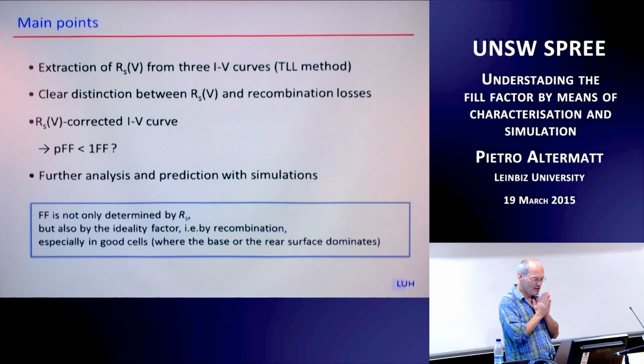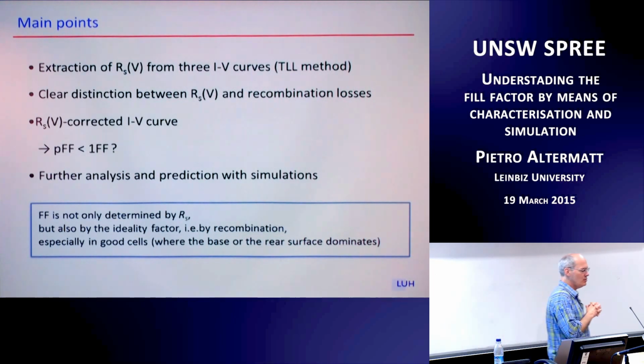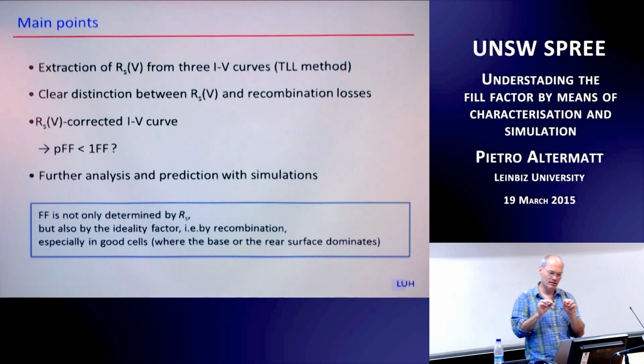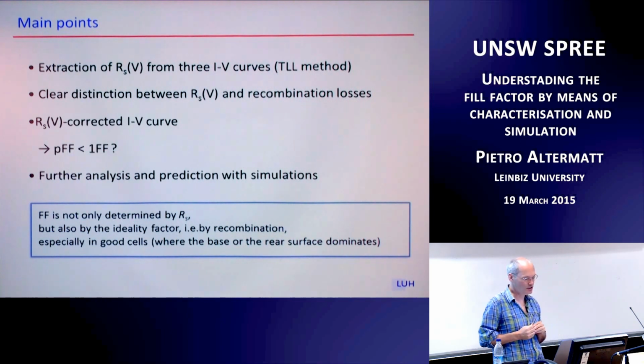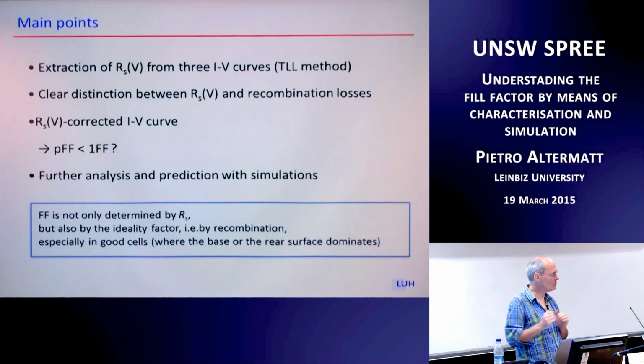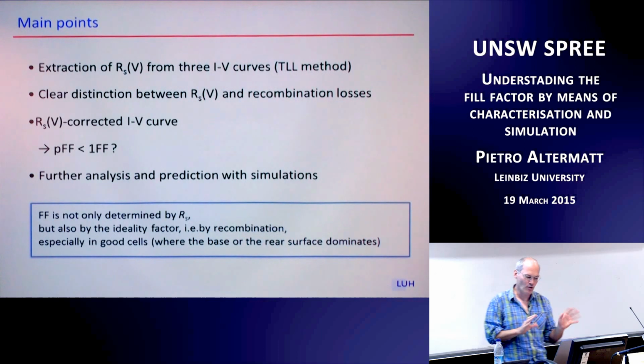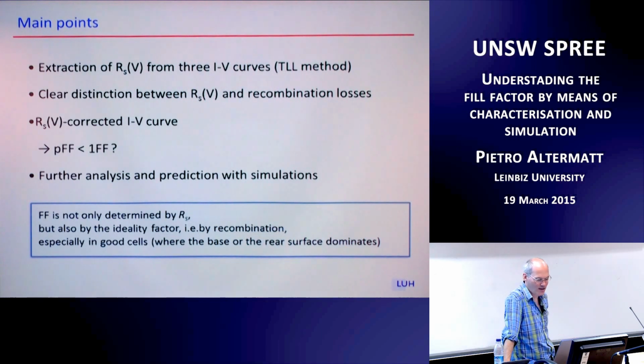So my main points are, I recommend you to do a very detailed extraction of the series resistance as a function of voltage when you look at your experimental IV curves. So you see a clear distinction between resistive losses and recombination losses. Don't mingle them up with just taking some rough kind of estimates of RS.